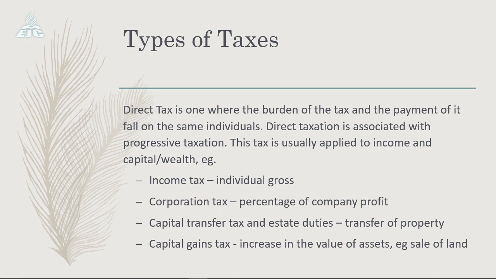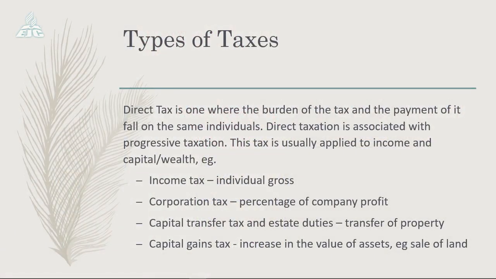And this tax is usually applied to income and wealth or capital. Good? So if you have savings money in the bank or a house, those things are wealth. Good? So the direct taxes are applied to your income, your salary, your wages, and also what you own, your capital or your wealth. Some examples of these types of taxes are income tax.